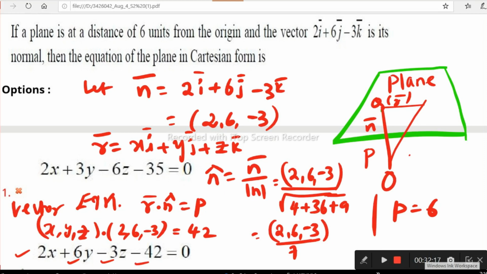Easy, very easy. Just you have to know this formula. What is that? R dot n cap is equal to p, where n cap is the unit vector normal to the plane and p is the distance from origin to the plane. In case of Cartesian equation, we can take r as xi plus yj plus zk. దాన్ని simple గా xyz అని కూడా రాయొచ్చు. Okay, now it is clearly the second option. Try to understand what is the given data, what to use, right? Now we'll look at the next question.